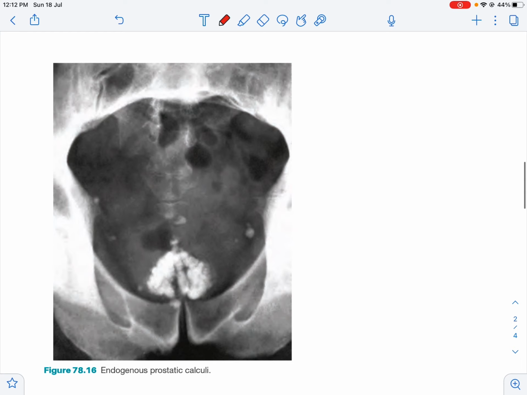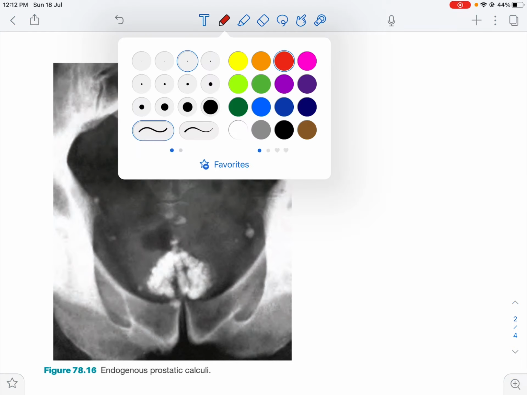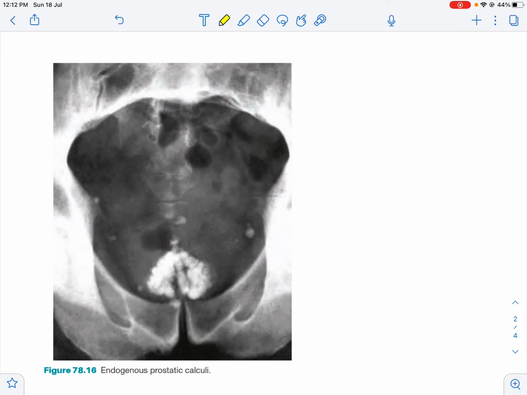This image is taken from Bailey and Love, and as you can see over here, the prostatic calculi appears as a horseshoe-shaped structure. This is the horseshoe-shaped structure, and this is the prostatic calculi. Sometimes it can also be a complete circle.